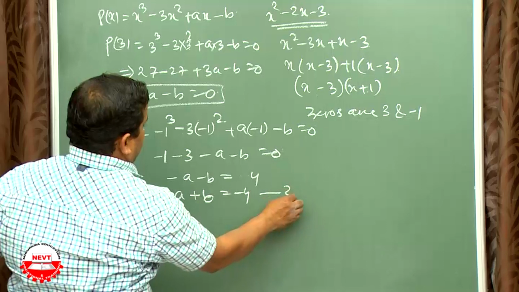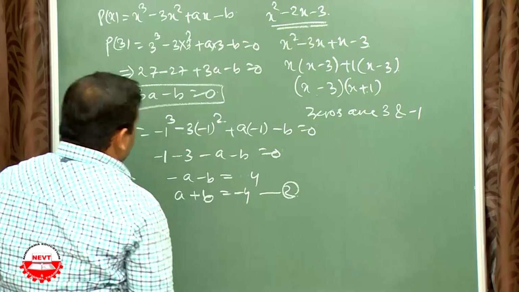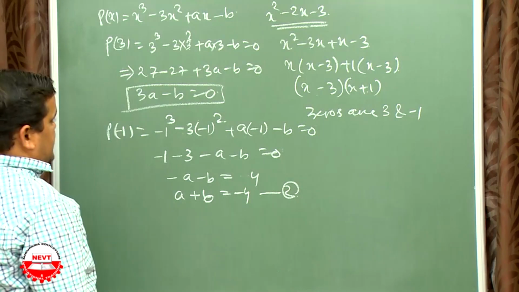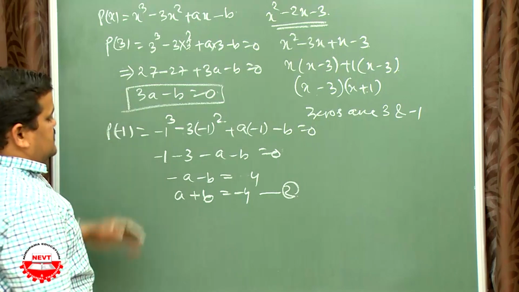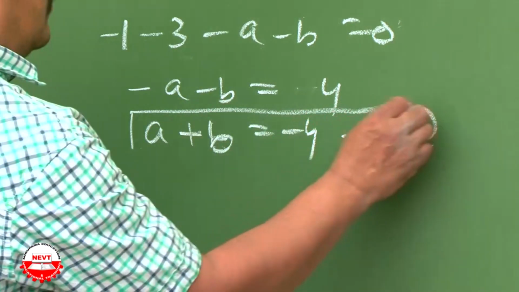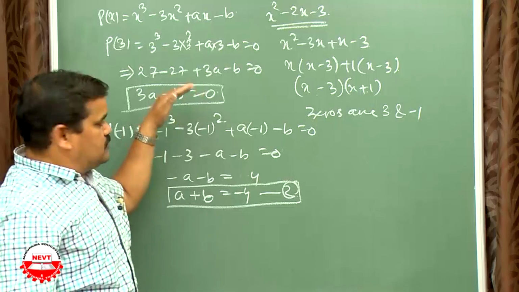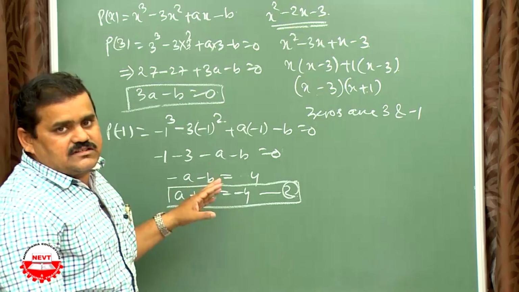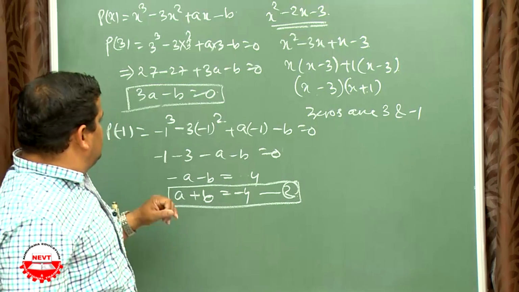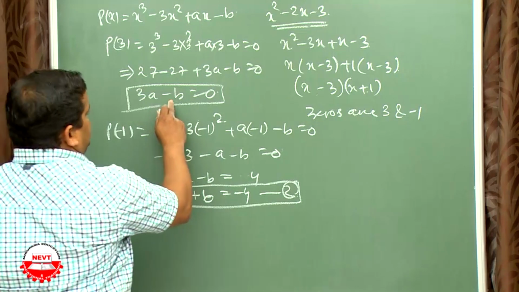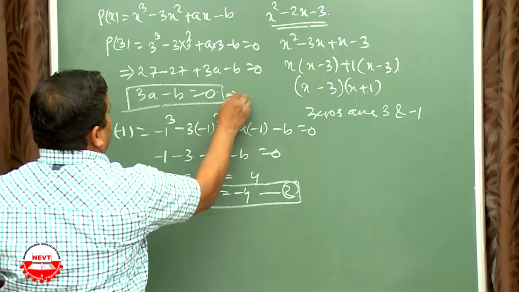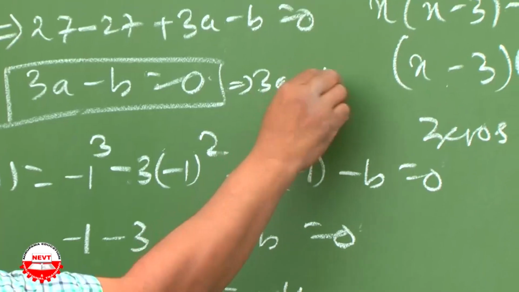This is equation 2. So what you will do? You just substitute the value, because the elimination method, how to solve a linear equation in two variables, you will discuss in class 10. So here do one thing, take b this side. That means 3a is equal to b.